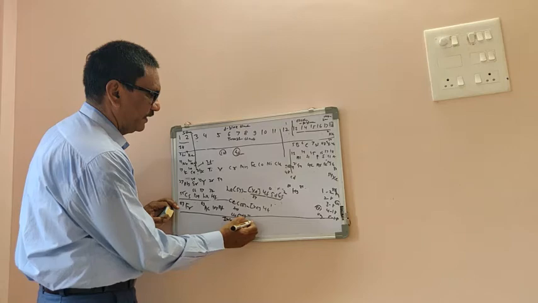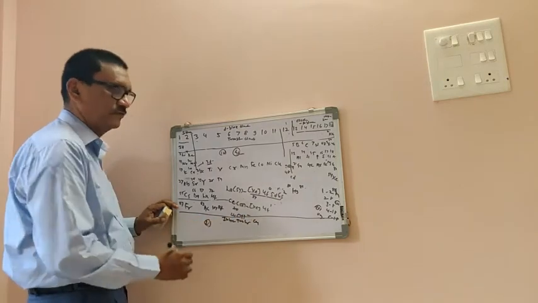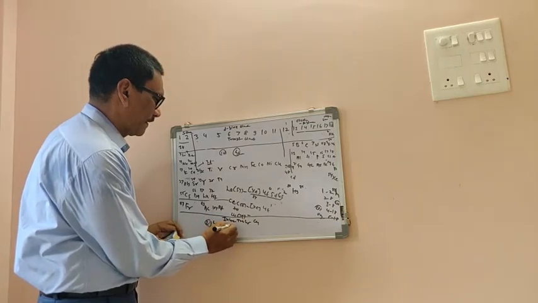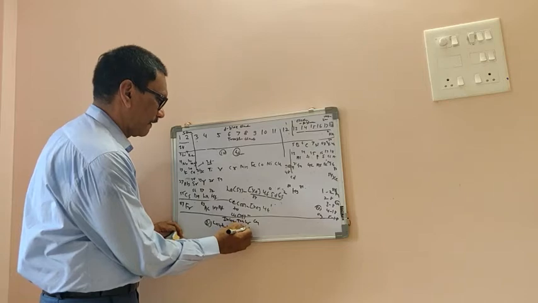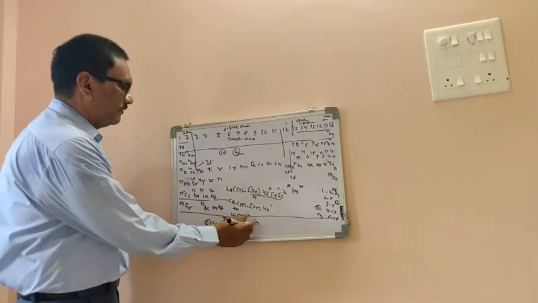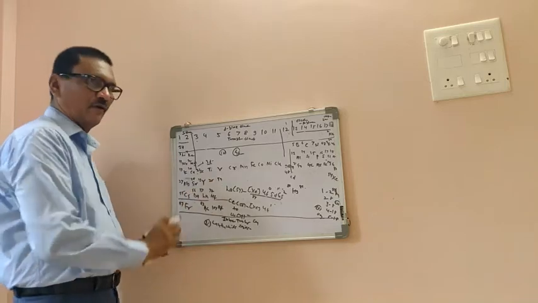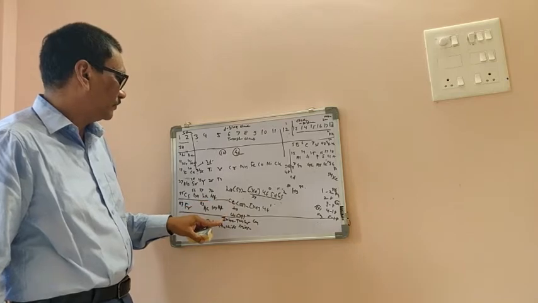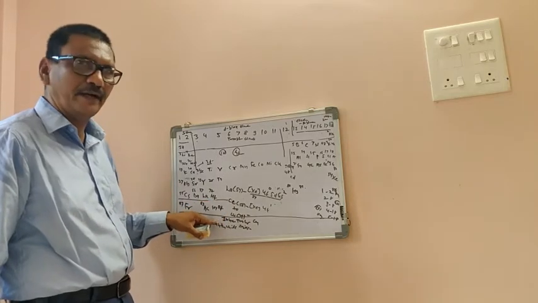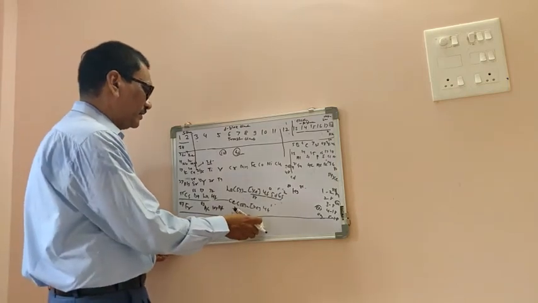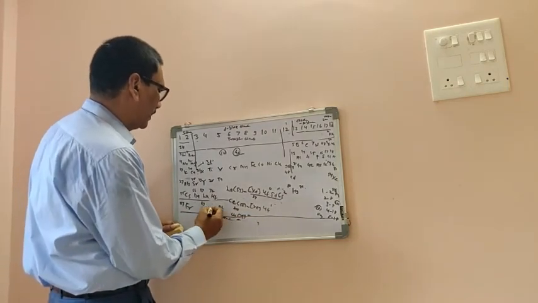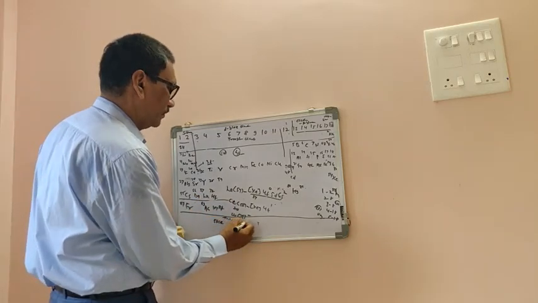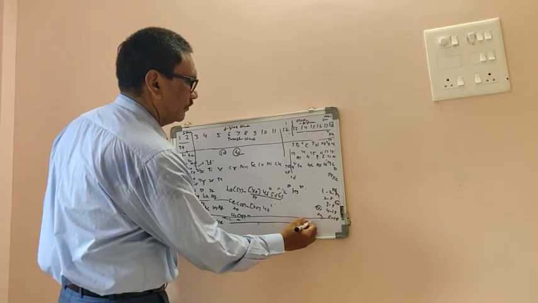The inner transition elements are classified into two different series. Which series? The first one is the lanthanide series. As there is no place to accommodate these electrons in this periodic table, these elements are placed below the main body of the periodic table, having similar properties, starting after the lanthanum 57, here 58 cerium, to the 71 lutetium.